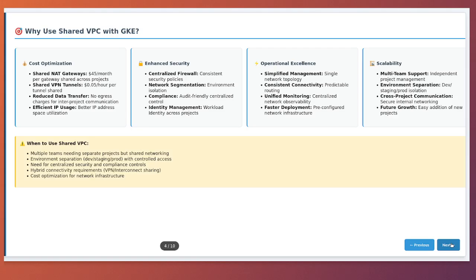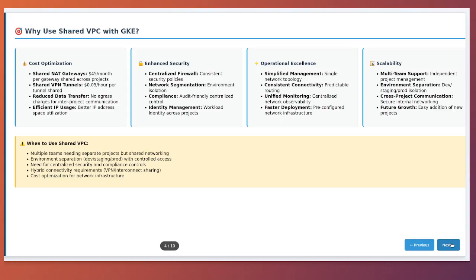Benefits of Shared VPC for GKE. Now let's discuss why Shared VPC is particularly valuable for GKE deployments. In traditional setups, each team might create their own VPC, leading to network fragmentation and increased costs. With Shared VPC, you can implement enterprise-grade network architecture patterns. For example, you can have dedicated subnets for different environments. Production workloads get high-performance subnets with strict security, while development environments get cost-optimized configurations.